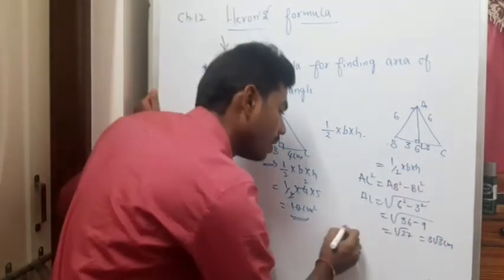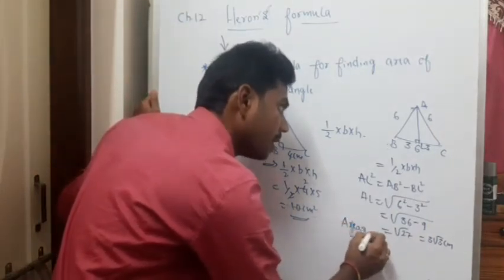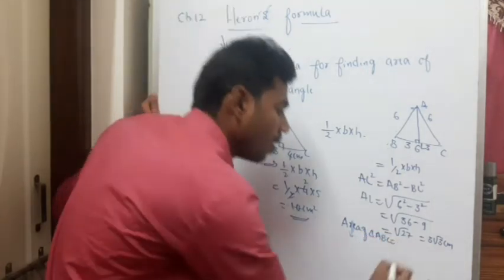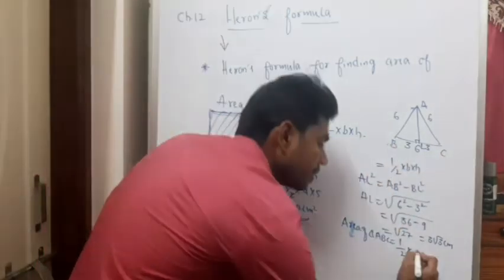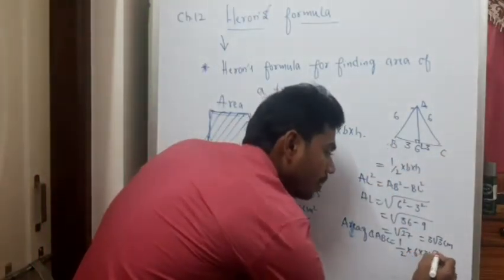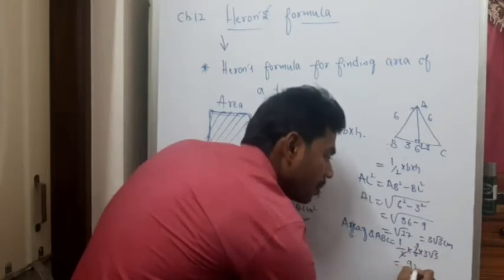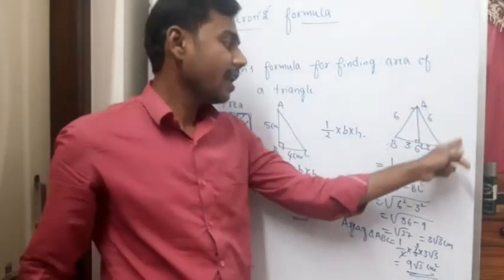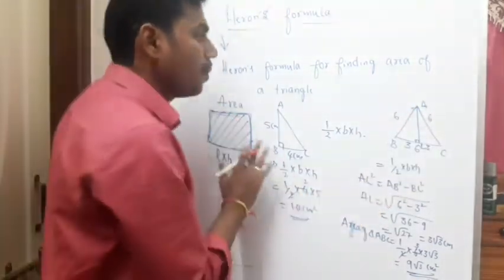Then we can apply it. Area of triangle ABC is half into base, which is 6 centimeter, into 3 root 3. 2 1s are 2, 2 3s are 6, so 9 root 3 centimeter square is the area of this particular triangle. So I hope you understood this.